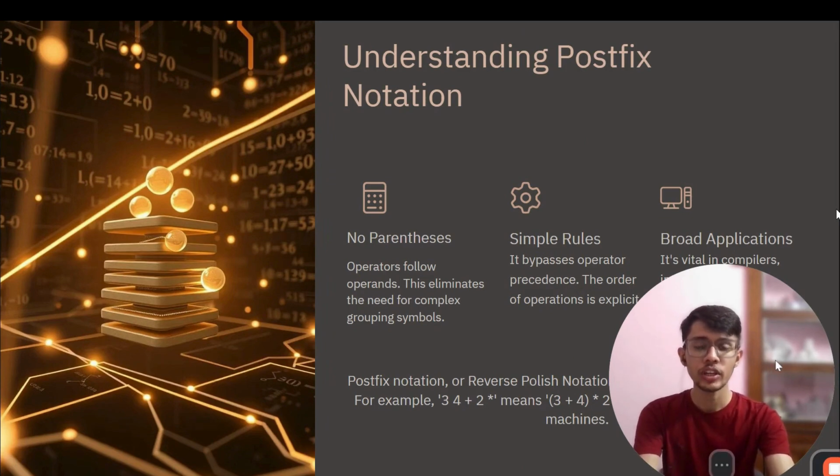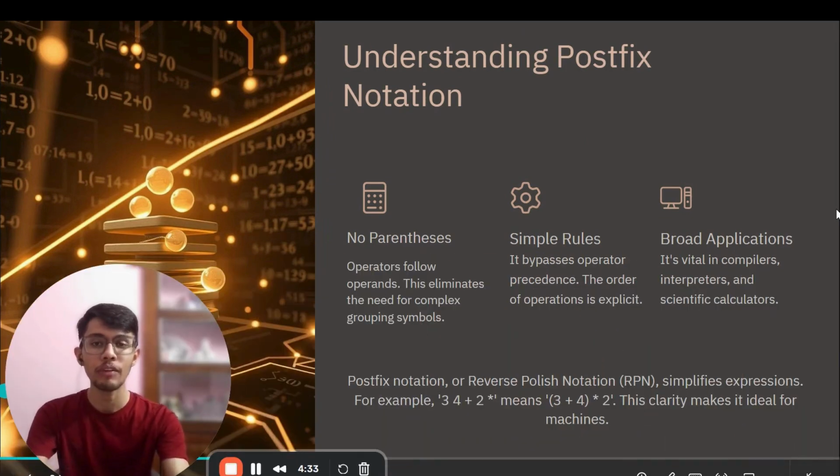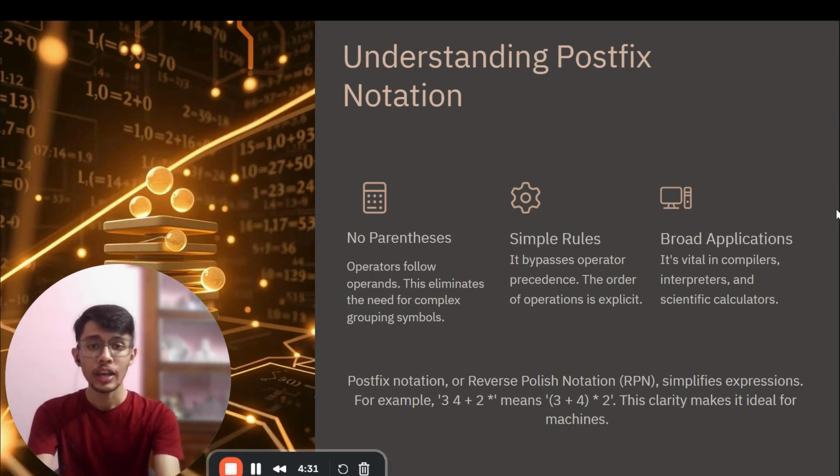Understanding postfix notation is a very easy and simple topic. Unlike infix notation, postfix notation does not require any parentheses. The rules to calculate postfix notation are very simple and the application of these operations is very vast in computer fundamentals. We would be using a stack to implement this postfix notation.